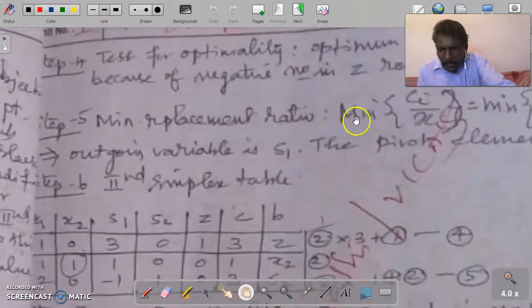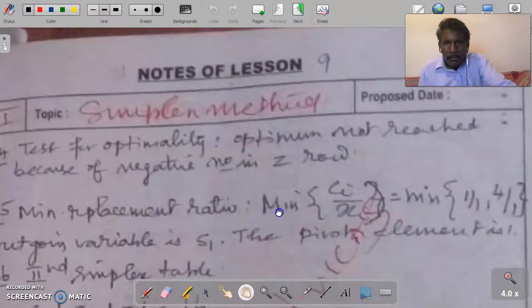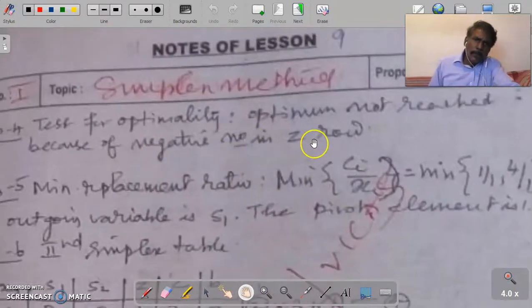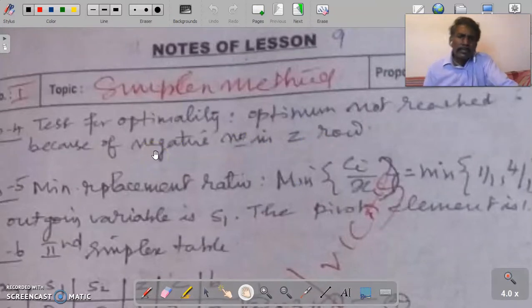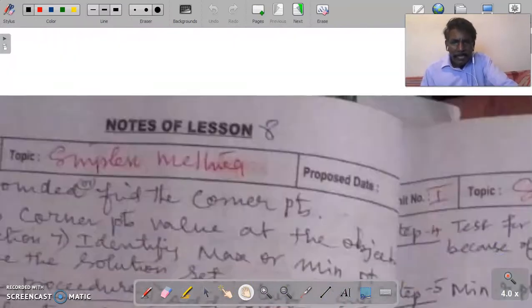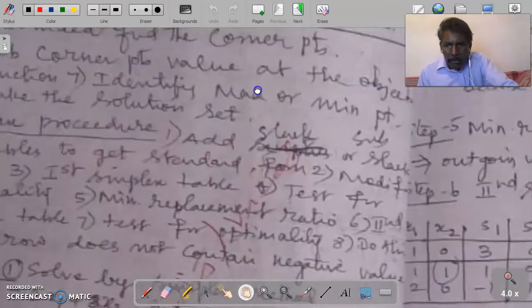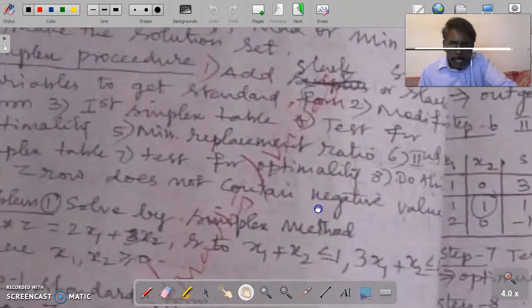After the first simplex table, we have to look for the test for optimality, that is, whether a negative number is there or not. If a negative number is there, the optimum is not reached. If all are positive, then the optimum is reached. That's the next step in the algorithm: test of optimality.